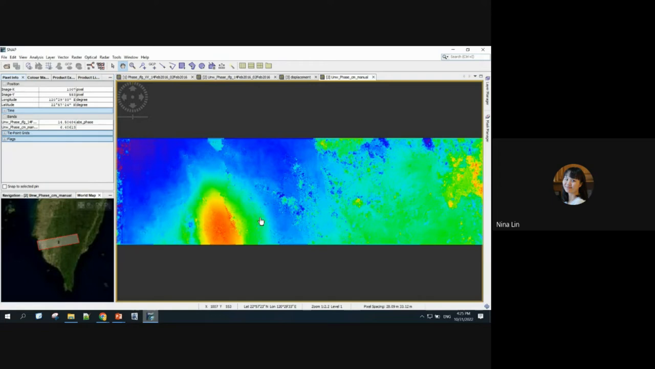This is the way that most radar scientists convert the phase into displacement. We actually like to independently validate the sign of the data that we're seeing, and then we manually convert the phase into displacement by using the radar wavelength and also the two-way travel time.